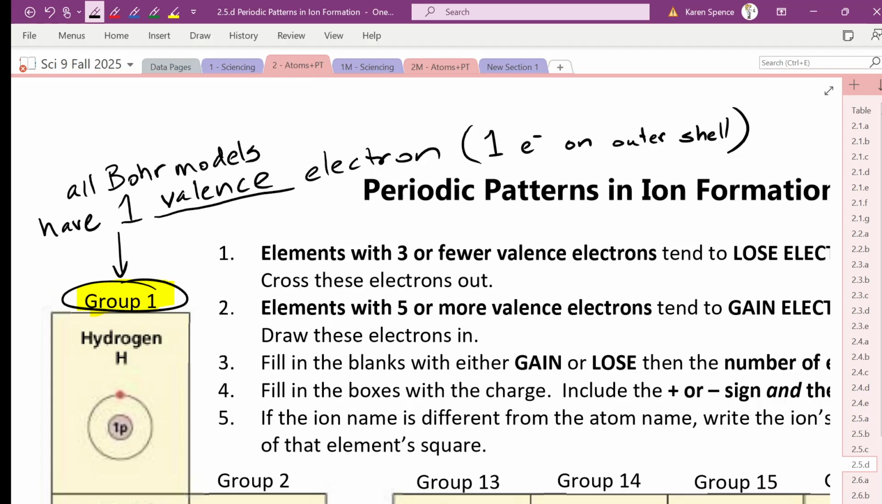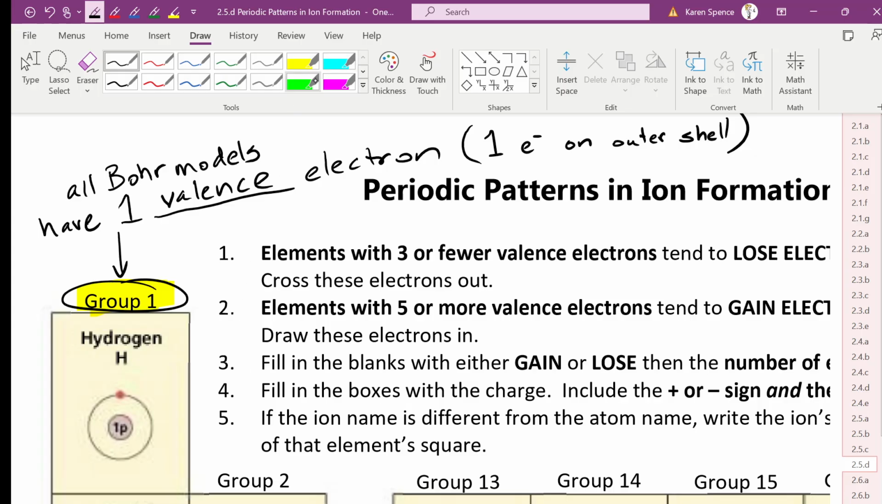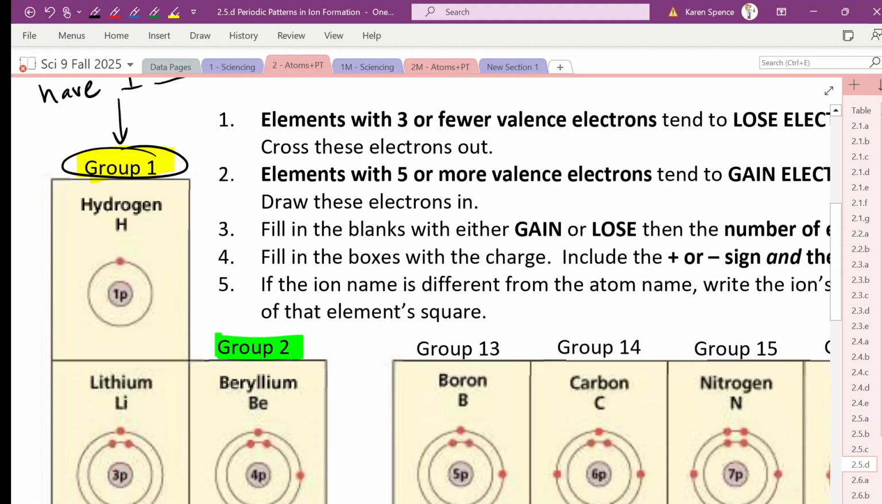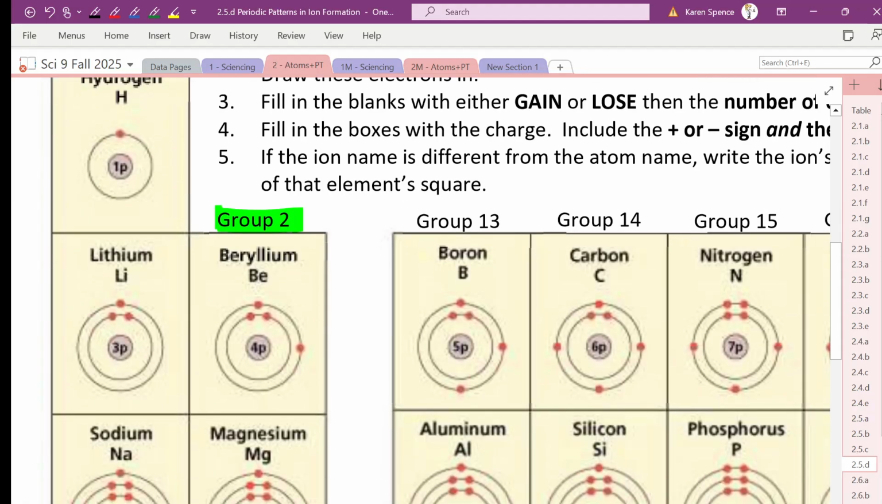Take a look at group 2. What does group 2 have on its outer shell? Oh, it's got 2. So this one has 2 valence electrons.